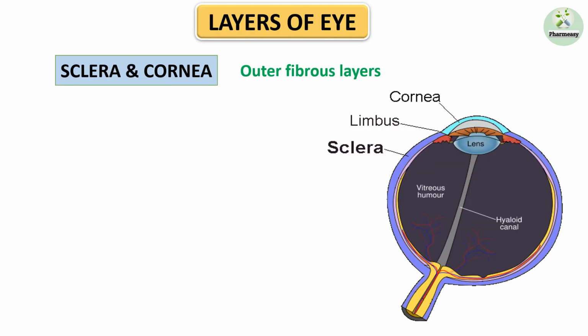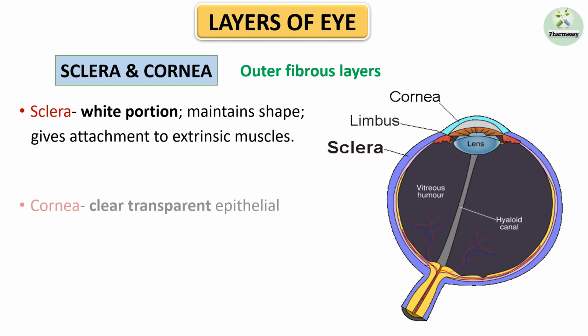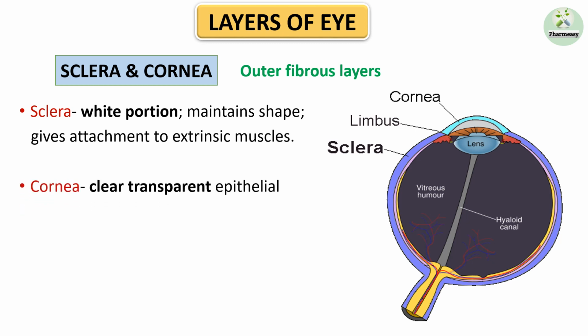There are different layers of the eye. First one is sclera and cornea. These are the outer fibrous layer. Sclera is the white portion of the eye. It also maintains the shape of the eye, and it gives attachment to extrinsic muscles. Cornea is the clear transparent epithelial membrane and light passes through it. As the diagram shows, that's sclera and that's cornea.